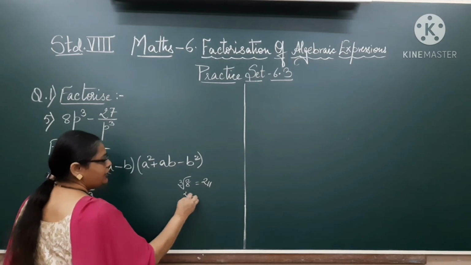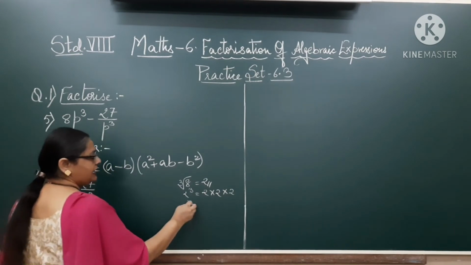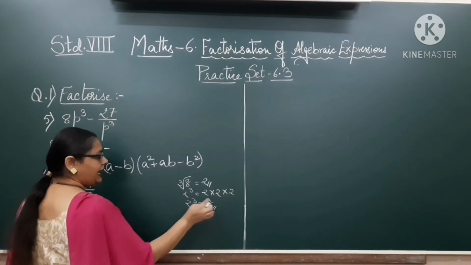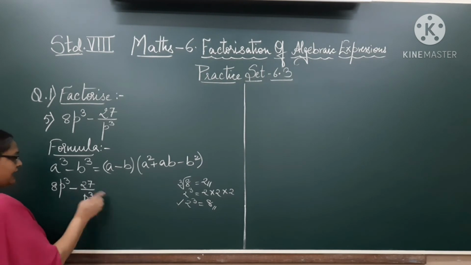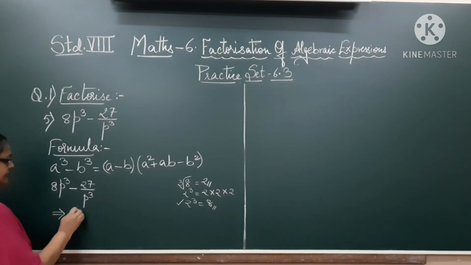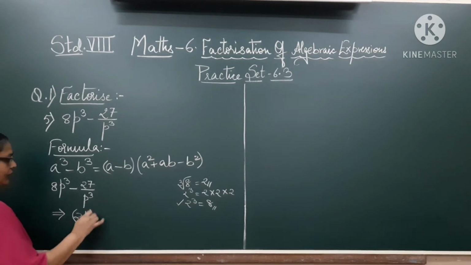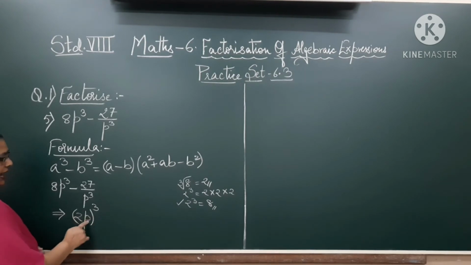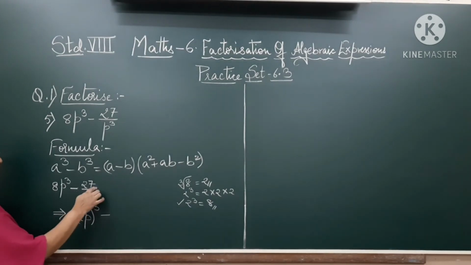Let me just confirm. 2 cube is equal to 2 2s are 4, 4 2s are 8. So I can write 2 cube is equal to 8. So here, instead of 8, I can write 2 cube. This expression can be written as, instead of 8, 2p the whole cube. Now p cube can also be written as p the whole cube. So here 2 cube and p cube are together. So I know now 2p the whole cube is a cube, minus sign 27.